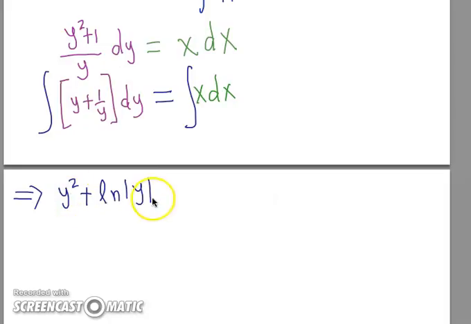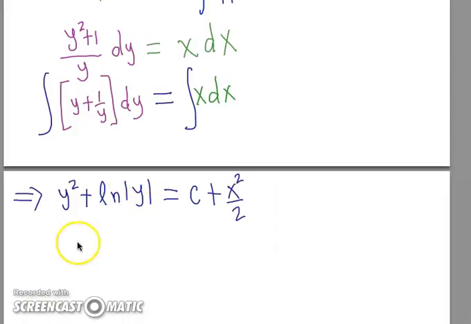So the left-hand side becomes y squared plus natural log of the absolute value of y. On the right-hand side, I'm going to write the constant of integration c plus x squared divided by 2. Now, it is not possible to solve for y in terms of x, and that is something that we can see. On the left-hand side we have a square of y, and we also have a natural log. If we solve for one by taking the exponential, then the other, y squared, gets trapped. If we take square roots, then you still wouldn't be able to solve.